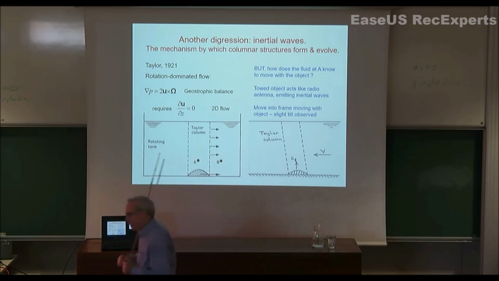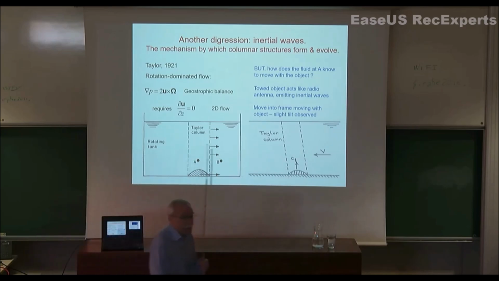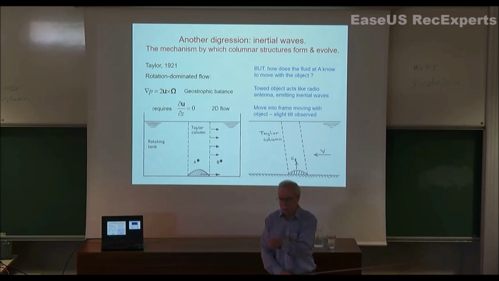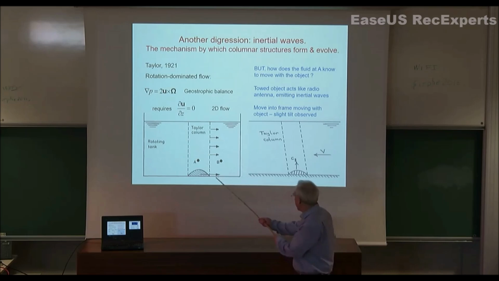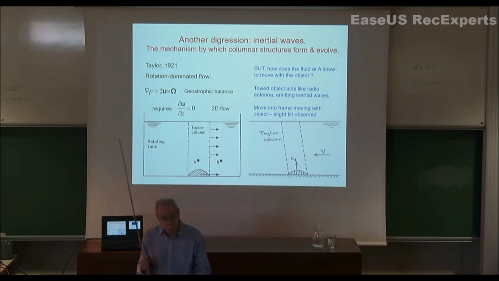But I say that's at best a rationalization of what's going on and not an explanation. The reason I say that is that you have to ask, how is the fluid at point A smart enough to know that when my object moves 1 centimeter, it moves 1 centimeter? How does the information get from here to here? And the answer is these inertial waves. What's happening is not static; this is wrong.